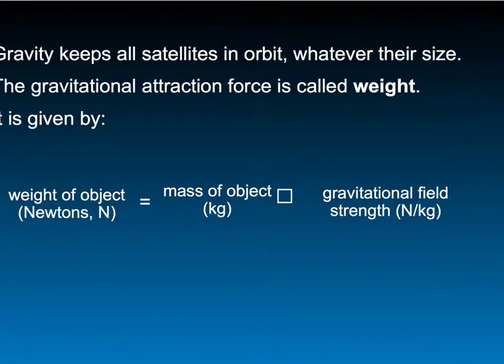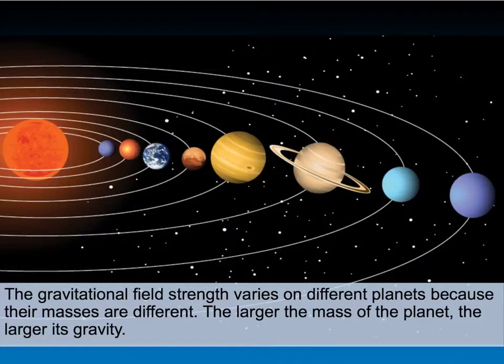The reason the satellites stay in orbit around the Earth is because of gravity. The gravitational attraction force is called weight. You can work out the weight of an object by doing the mass in kilograms times the gravitational field strength, which is measured in newtons per kilogram. Without the gravitational attraction force between satellites and the Earth, the satellites would fly off into space. The gravitational field strength varies on different planets because their masses are different. Generally, the larger the mass of the planet, the larger its gravity.